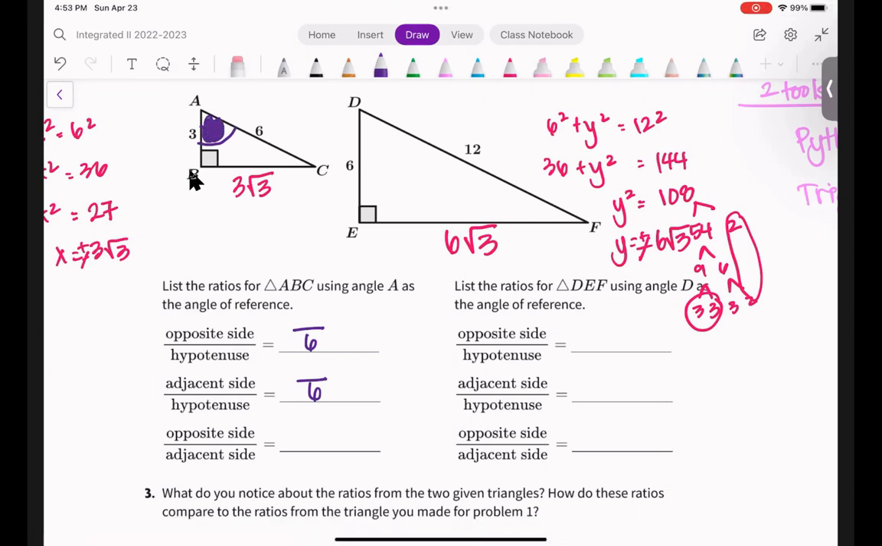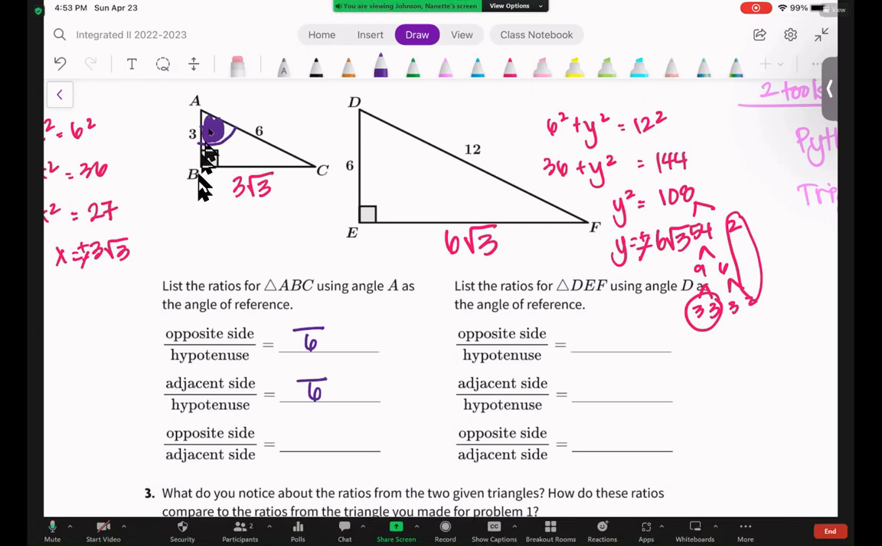I know it's a weird eyeball, but let's just pretend this is my eyeball. Here's my eyelashes. Whatever side my eyeball is looking at, namely 3√3, that's the opposite side. Okay, that's my opposite side. This is the adjacent side because it's actually touching the angle. It's actually making the angle. So this is going to be 3√3.